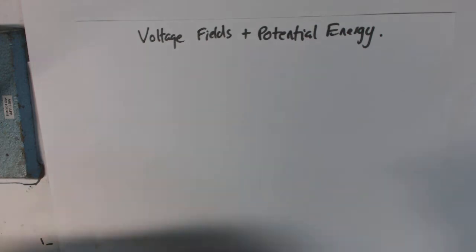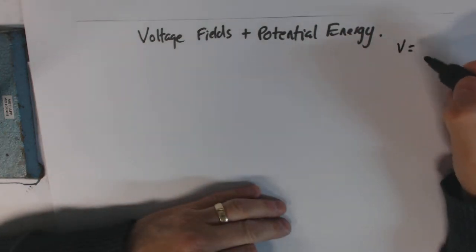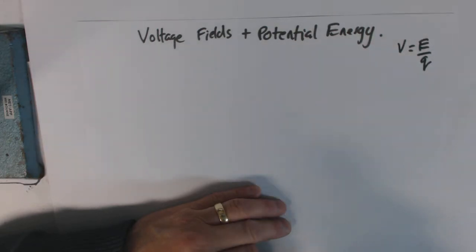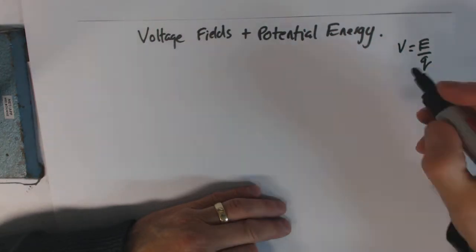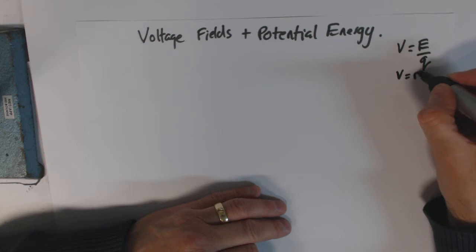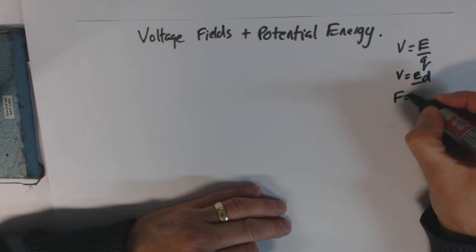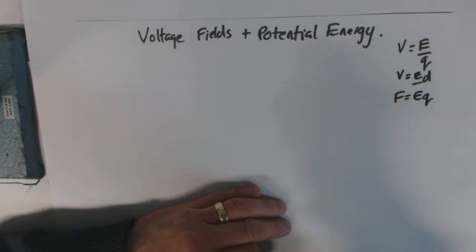What is voltage? Let's write down a few of the things we've found out over the years. We've had that formula, voltage is energy per charge. That's a good way of looking at it. We've had that formula that voltage is the electric field times the distance you travel in it. That's very important to remember that one. We've said that force is equal to the electric field times the charge that's in the electric field. That's the force the charge experiences.